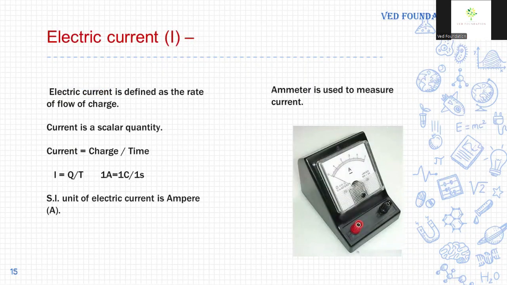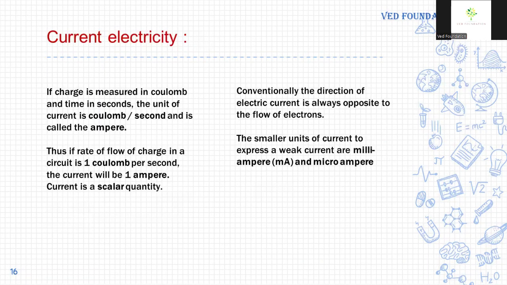Electric current is defined as the rate of flow of charge. Current is a scalar quantity because it is completely expressed by magnitude only and there is no need to tell direction. SI unit of current is ampere, SI unit of charge is coulomb and SI unit of time is second. So from the relation current is equal to charge upon time, we get 1 ampere is equal to 1 coulomb upon 1 second. The device ammeter is used to measure current. If the charge is measured in coulomb and time in second, then the unit of current is coulomb per second and it is called ampere.